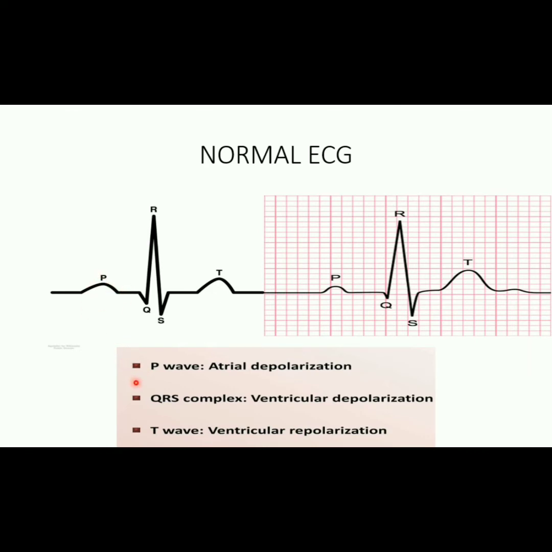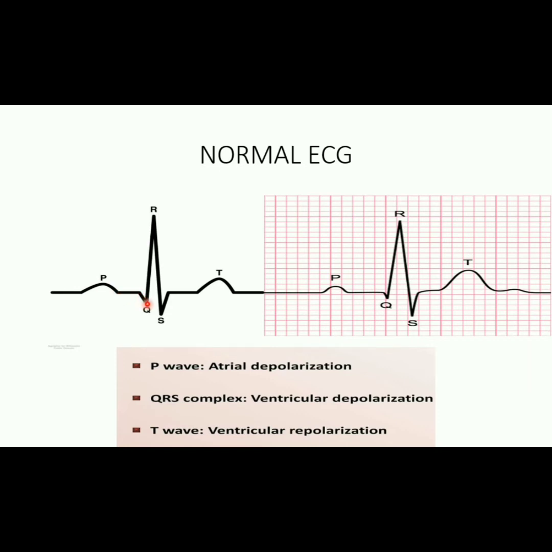So I have written here, the P wave represents atrial depolarization. So you already know it, atrial contraction. When the P wave is there, you just need to understand that both the right and left atrium are contracting. That is the reason we get a P wave right here, the small bump.